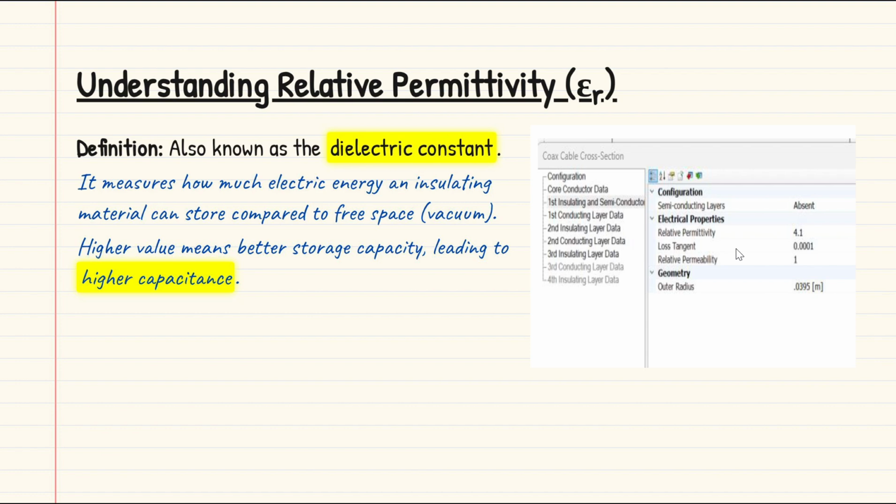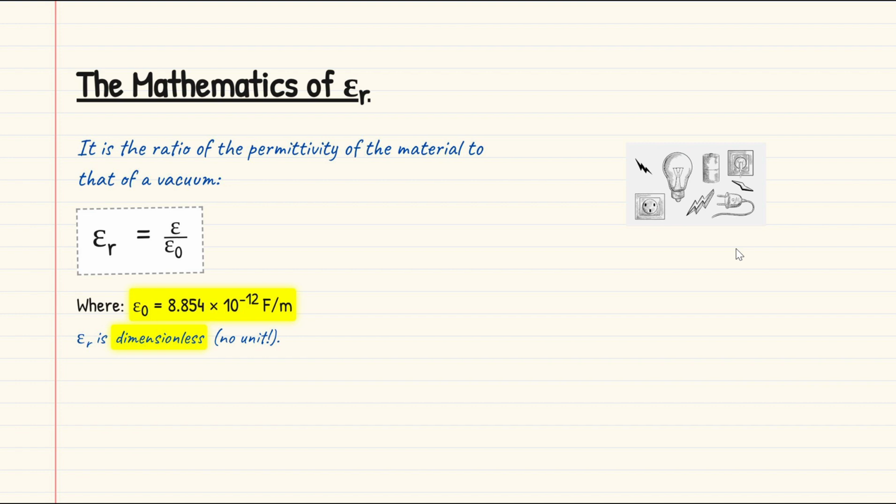Now come to the mathematical form of epsilon r. Epsilon r is equal to epsilon divided by epsilon naught, the ratio of the permittivity of the material to that of vacuum. That epsilon naught you can say is 8.854 times 10 power minus 12 farads per meter. Here epsilon r has no unit, it is dimensionless, so you can say only a value.